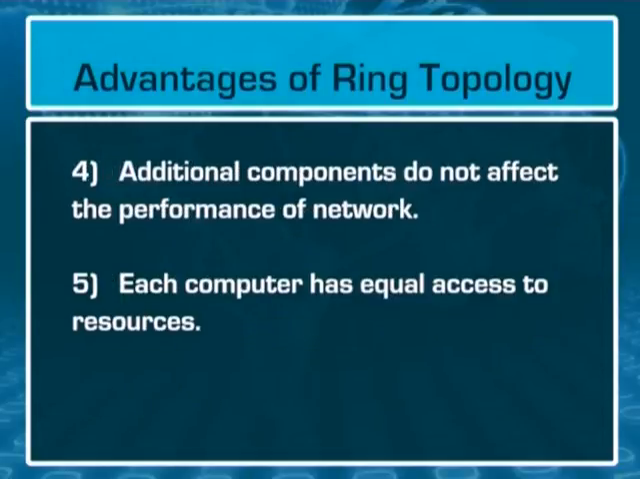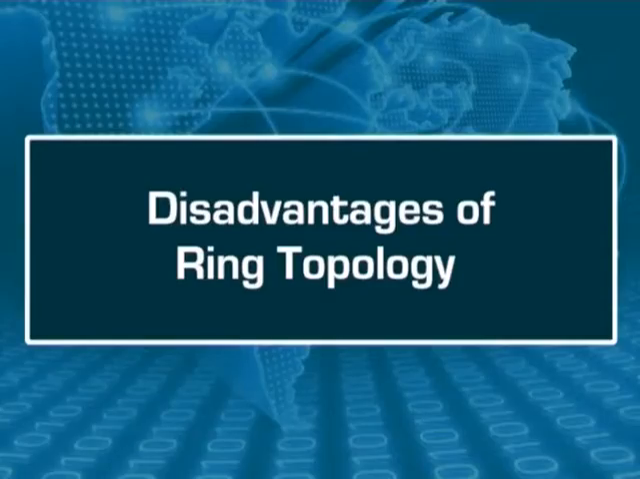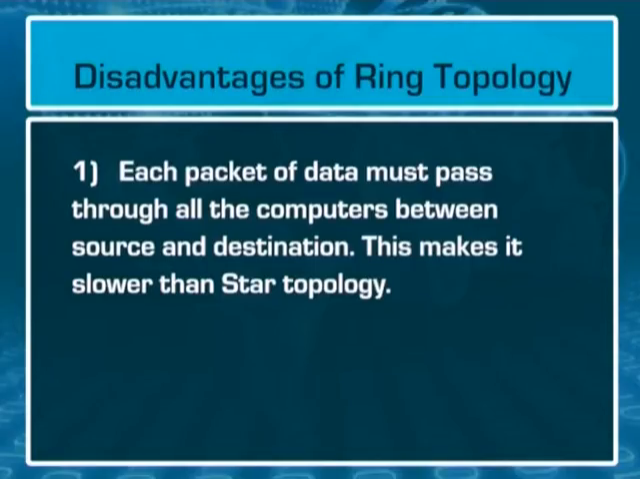Number 4, additional components do not affect the performance of the network. And number 5, each computer has equal access to the resources. There are also some disadvantages of ring topology, such as number 1, each packet of data must pass through all the computers between source and destination. This makes it slower than star topology.